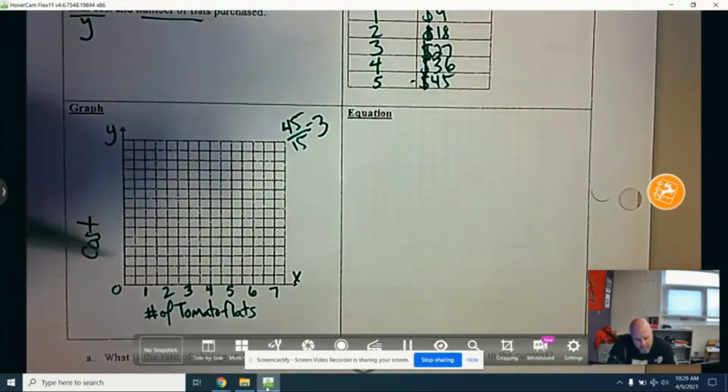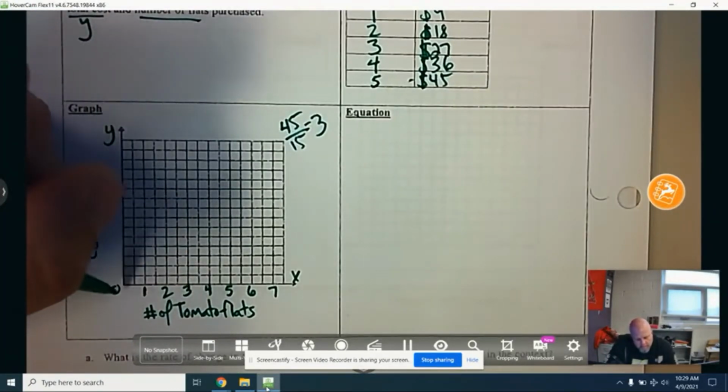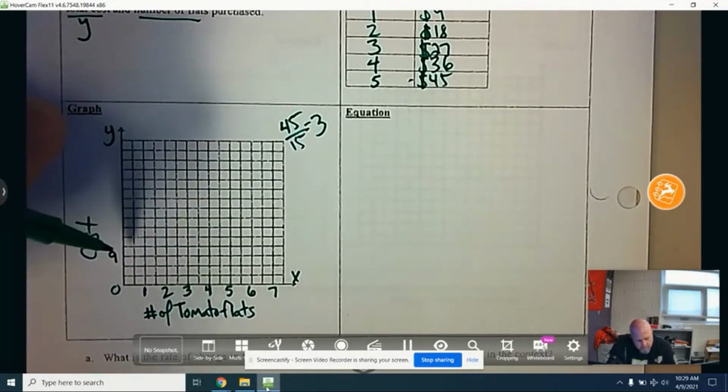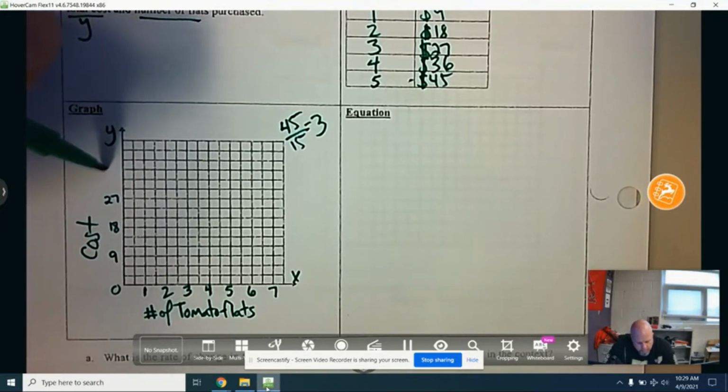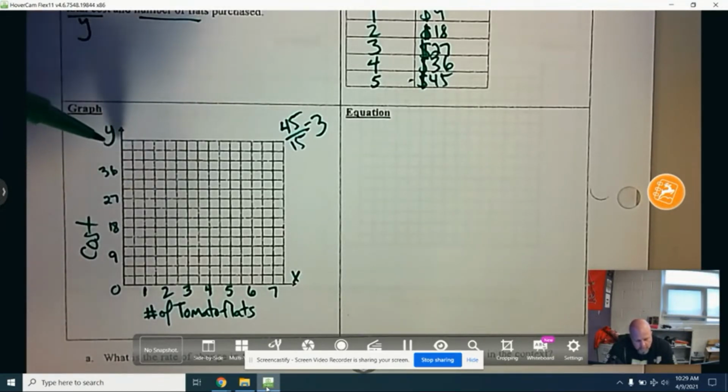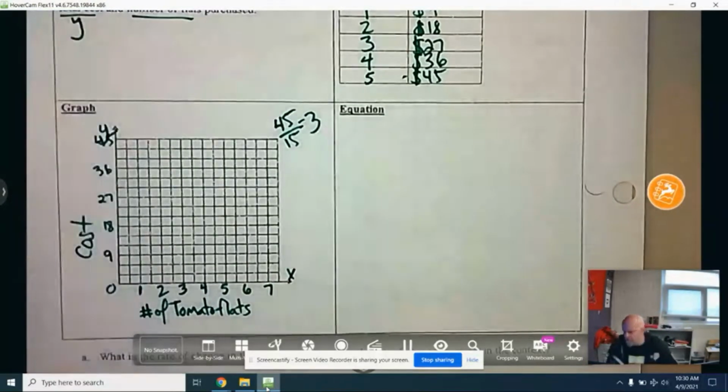So what I'm going to do, because each flat is $9, I'm going to label every 9. So I'm going to count up, so 3, 6, here's $9. Another 3. So 12, 15, 18, 21, 24, 27, 30, 33, 36, 39, 42, and the very top is going to be my 45. So there I have my graph set up, ready to go. Next thing is we're going to start putting some points on that graph.